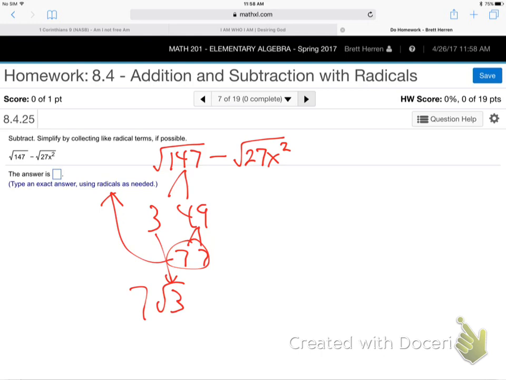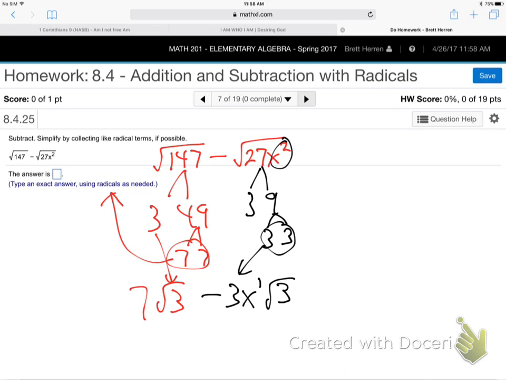Now, what about the 27? 3 times 9. 3 times 3. So the 2 3's in leaves 1 3 out. And what about x squared? What do we do with powers? Bring the x out, too. Cut the power in half. x to the 1, or just regular x. What's left inside? Just the other 3. Good so far.